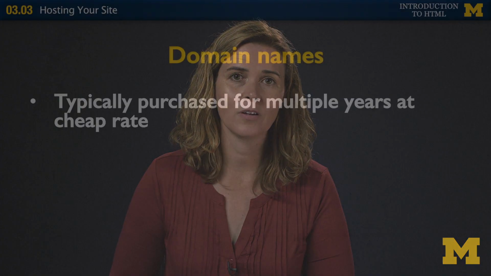You need first a domain name. That's the name that people look at in your URL. The second thing you need is a hosting company, usually called a hosting service. And they are going to be the ones who act as the server for your files to let other people see them. So first, let's talk about domain names.